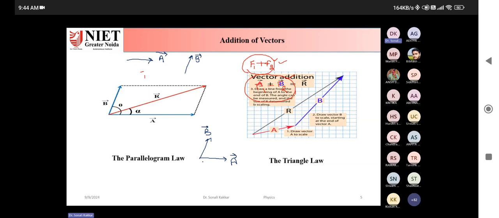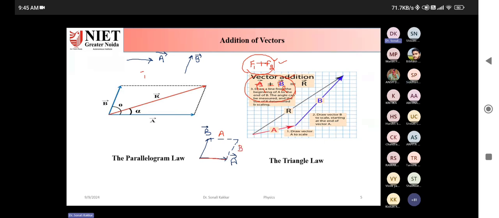The resultant of the addition of these two vectors is found when you first complete the parallelogram from these two vectors. How will you complete the parallelogram? This side, this side. One side is parallel to A and equal in length to A. The fourth side is parallel to B, equal in length to B.